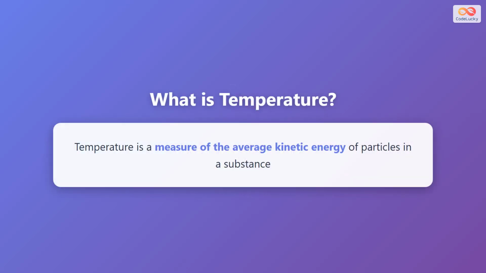So what exactly is temperature? Temperature is a measure of the average kinetic energy of particles in a substance. Every substance, whether solid, liquid, or gas, is made up of countless tiny particles that are constantly in motion. These particles have energy due to their movement, which we call kinetic energy. Temperature tells us how much energy, on average, these particles possess. The higher the temperature, the more kinetic energy the particles have.